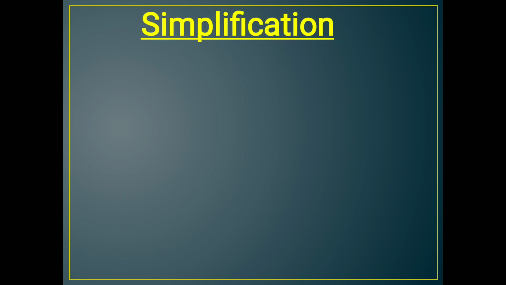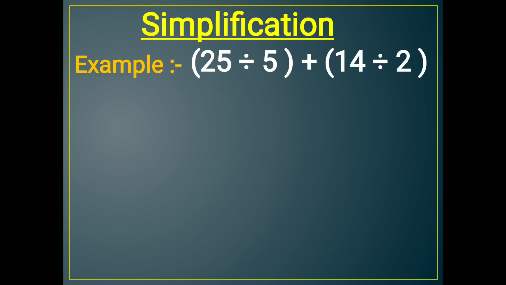And last, we will explain the simplification. So let's understand with the example. Question is, in bracket 25 divided by 5 plus in other bracket 14 divided by 2. So how will you solve this question? First you will solve the bracket. Okay. So first bracket we will solve, 25 divided by 5.